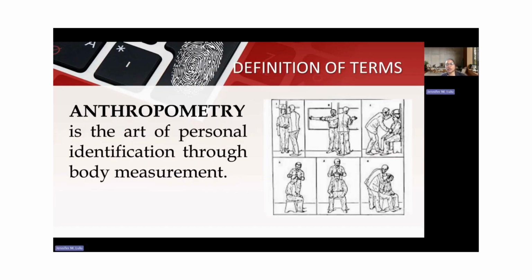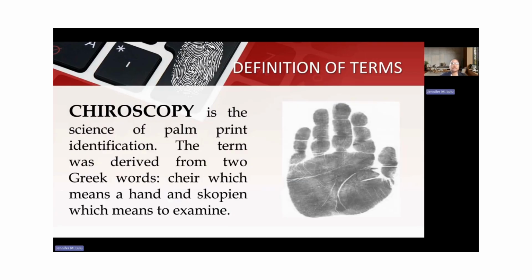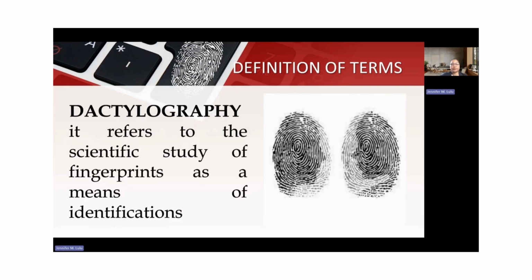So we will be discussing definition of terms, so you would be familiar with the different terms used in fingerprint personal identification technique. So we have here anthropometry, which is the art of personal identification through body measurement. Next, we have chiroscopy, the science of palm print identification. The term was derived from two Greek words, chir, which means hand, and skopien, which means to examine.